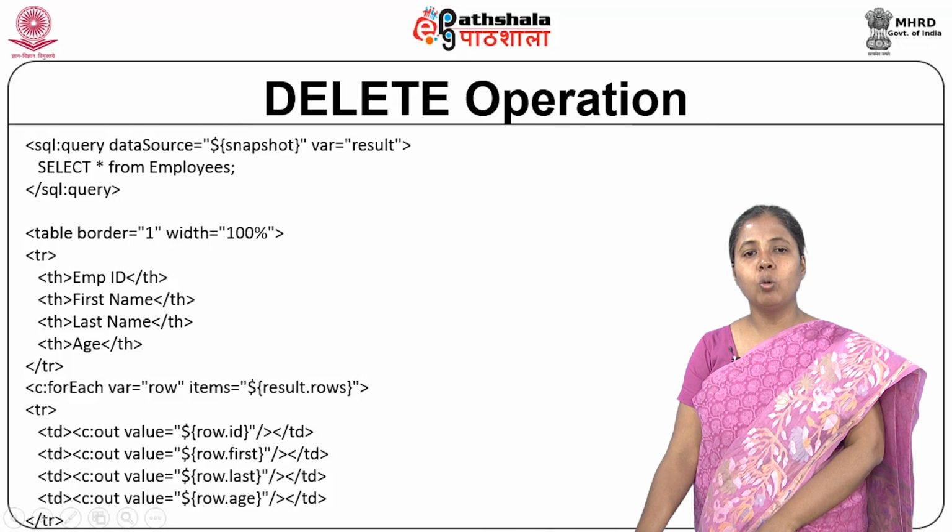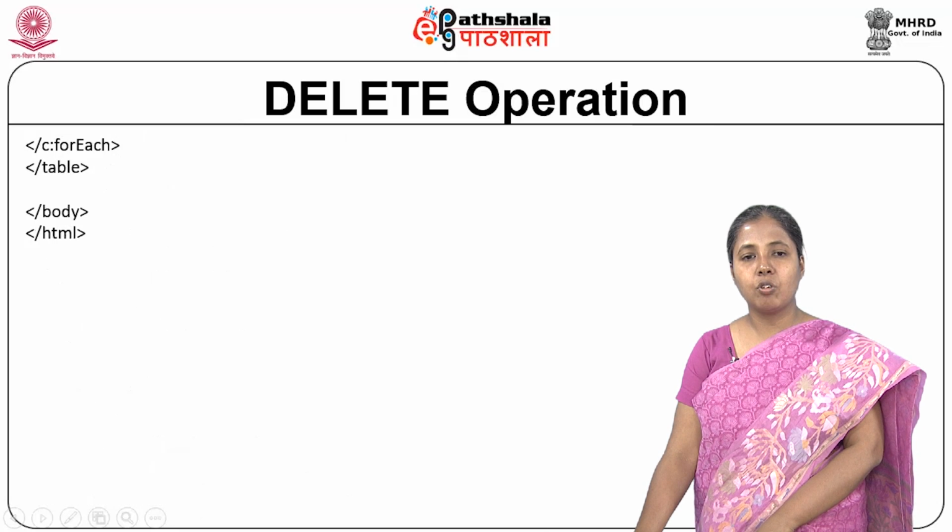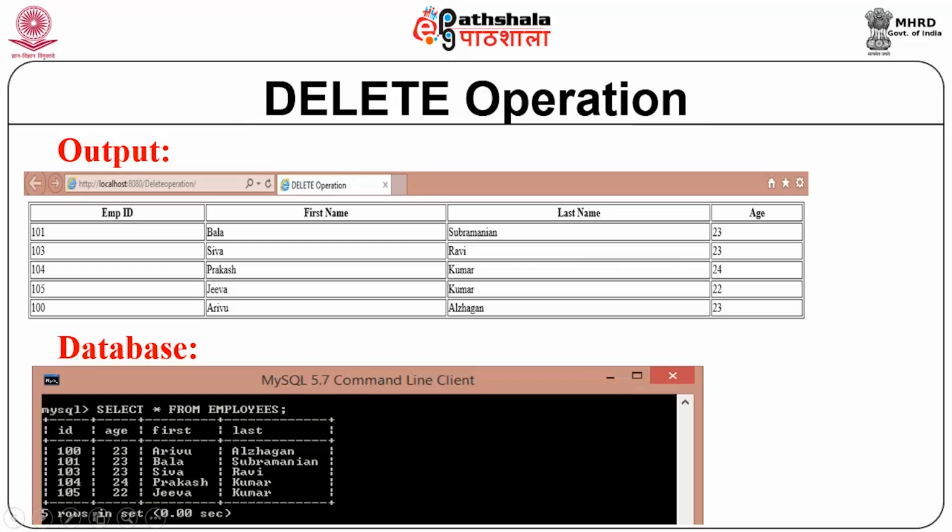So, you try to retrieve all the values and show them in the form of a table. Whatever I have said in the previous slides, you get the ID, you get the first name, last name and the age, and then that would be displayed. So, employee ID, first name, last name and the age, all these would be displayed. Initially you get the user ID from the user, that would delete the record, and then the remaining records would get displayed.